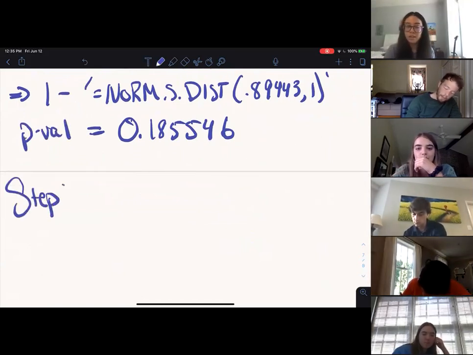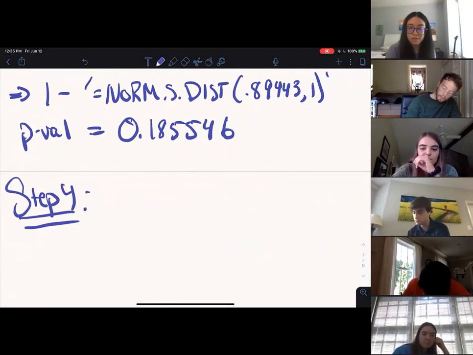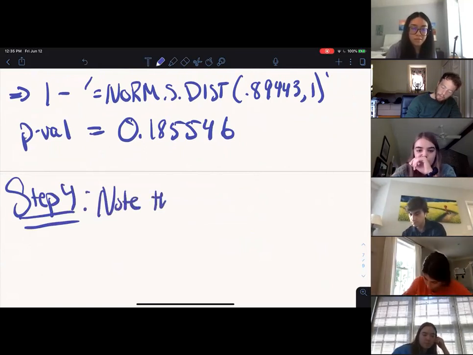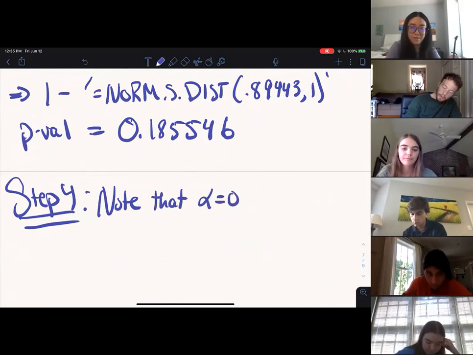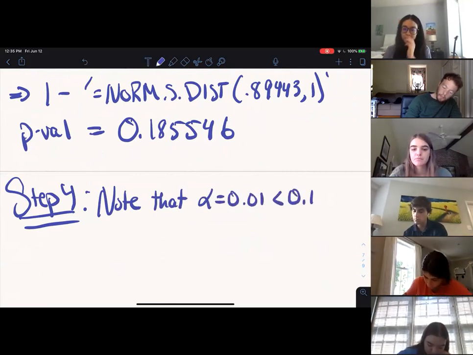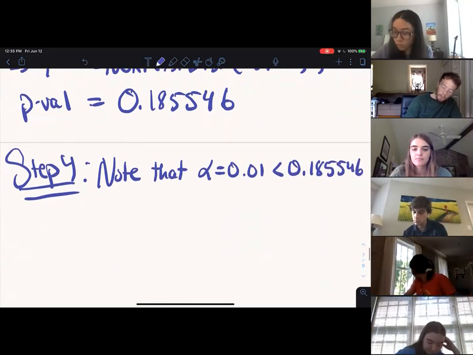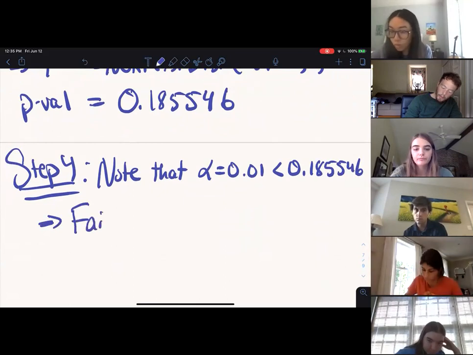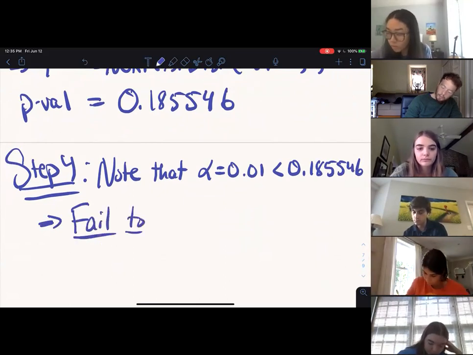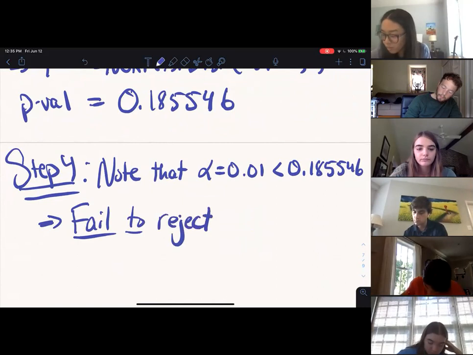The final step is to make your conclusion. So we'll note that alpha equal to 0.01 is actually less than 0.185546. So we fail to reject the null hypothesis.